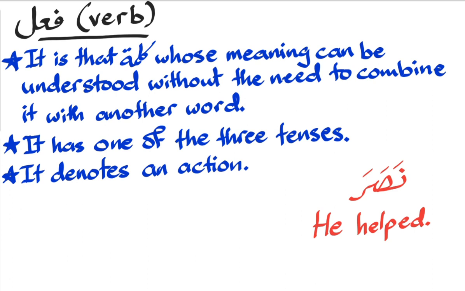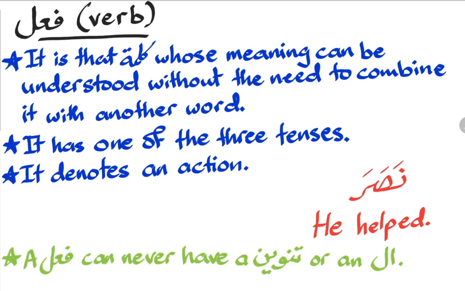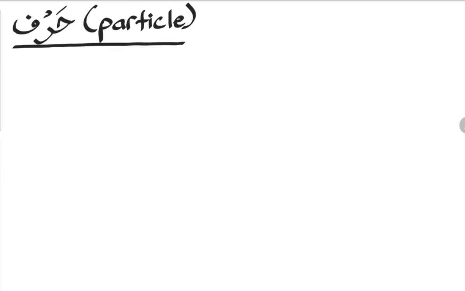One more thing to be noted down here is that a fi'l can never have a tanween or an alif lam. It can have neither. So these are all the basic things you need to know about fi'l, verb. Now let's move on to the last type of kalima, which is harf, particle. A harf or a particle in Arabic is that kalima whose meaning cannot be understood without joining an ism or a fi'l or both to it.